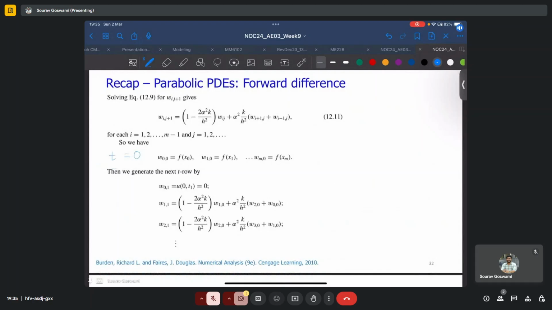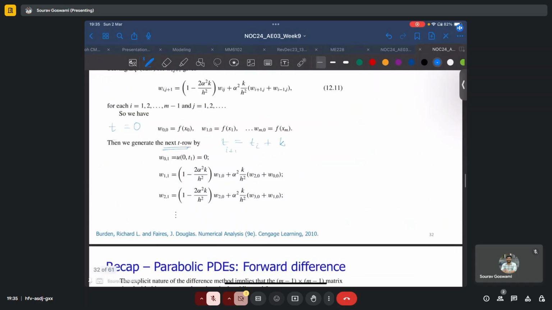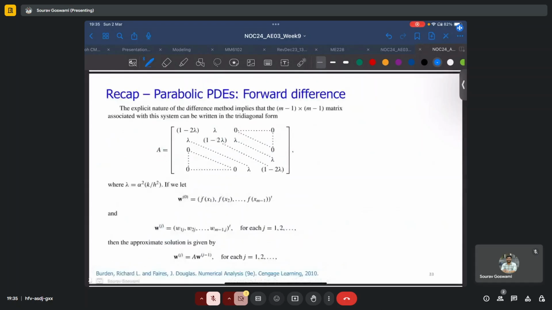Now for the next time step, that is, by incrementing the time variable by this time step, for example k, we can obtain the value of these variables at time step 1, W01, W11, W21, and so on. And the explicit nature of the difference method implies that the m minus 1 by m minus 1 matrix can be written in this tridiagonal form.